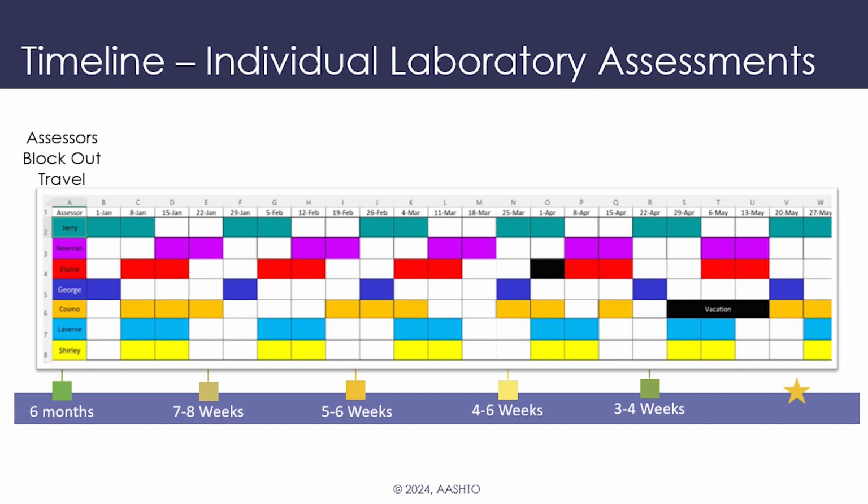It's an Excel spreadsheet. Every assessor has a line, and I'll sit down with them every 6 months and populate which weeks they want to be out on the road traveling. Generally, most of our assessors do 2 weeks at a time, sometimes 3. So generally, they're out for 2 weeks and then they're back in the office for 2 weeks. At this point, we're not scheduling individual laboratories. We're just getting a rough idea of what the schedule is going to look like, and we'll populate their travel blocks later on.